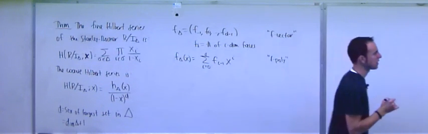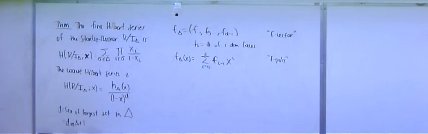Okay, so I do that here, and I get that the f polynomial in my variable x is given by 1 plus 5x plus 9x squared plus 4x cubed. Okay, that's the f polynomial. Then the next thing I do is that I define this h polynomial.